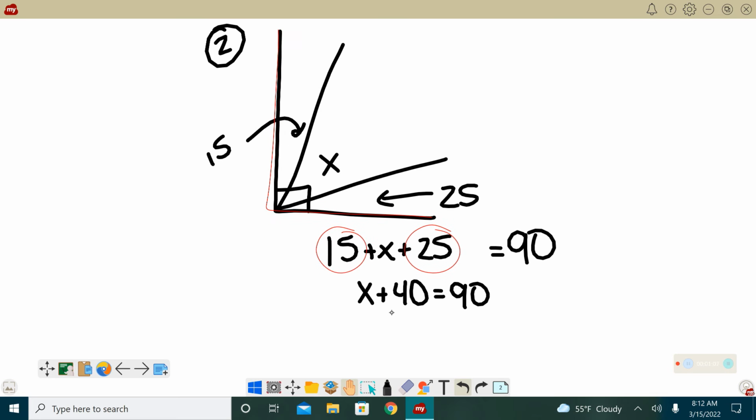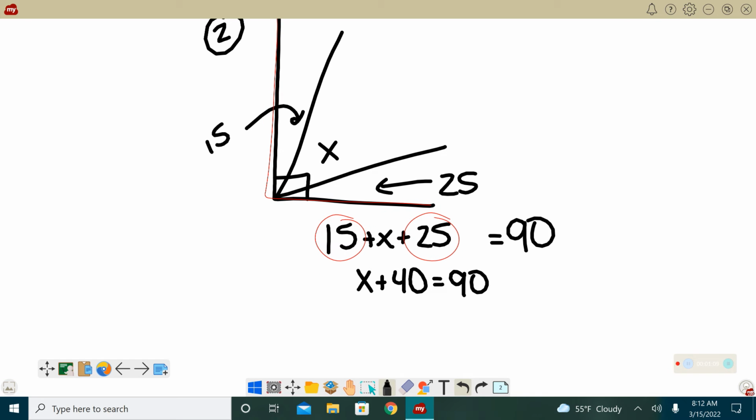Now if I want to move that 40 away so that I just have x equals something, I have to undo this addition that's happening or flip it over. And 40 minus 40 is 0. But to keep my equation balanced, I have to do the same thing on the other side. So x equals 50.